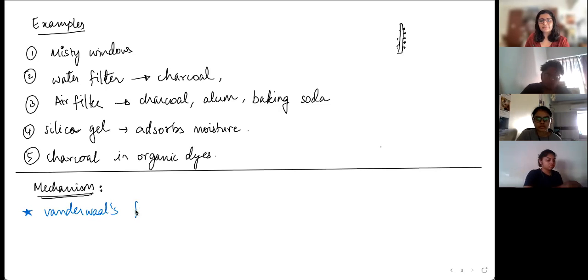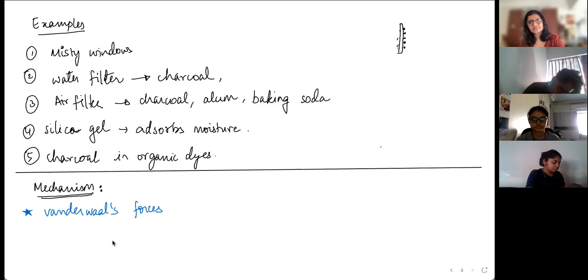Do you guys remember what van der Waals forces are? Ma'am, they're weak interactive forces between molecules. Absolutely. Are they attractive or repulsive? They're attractive, right? Attractive. Correct.